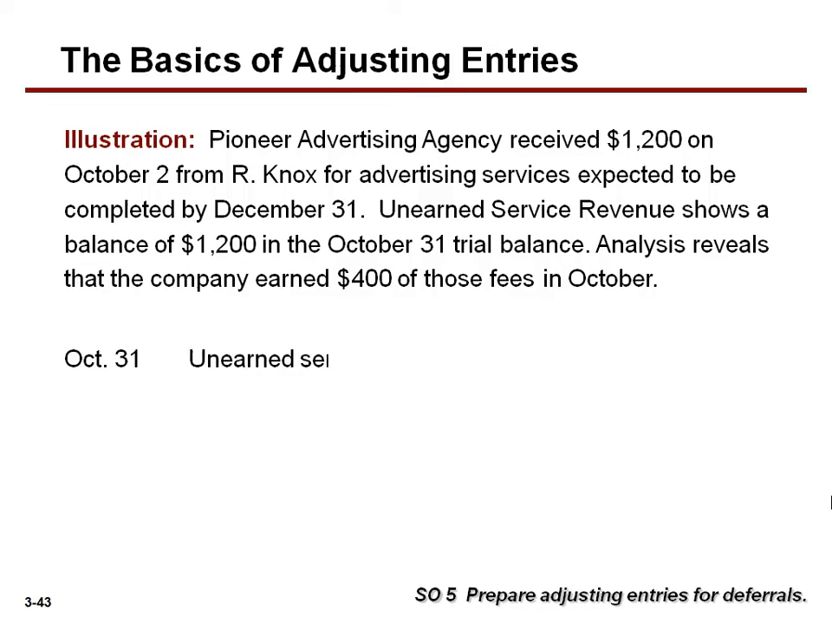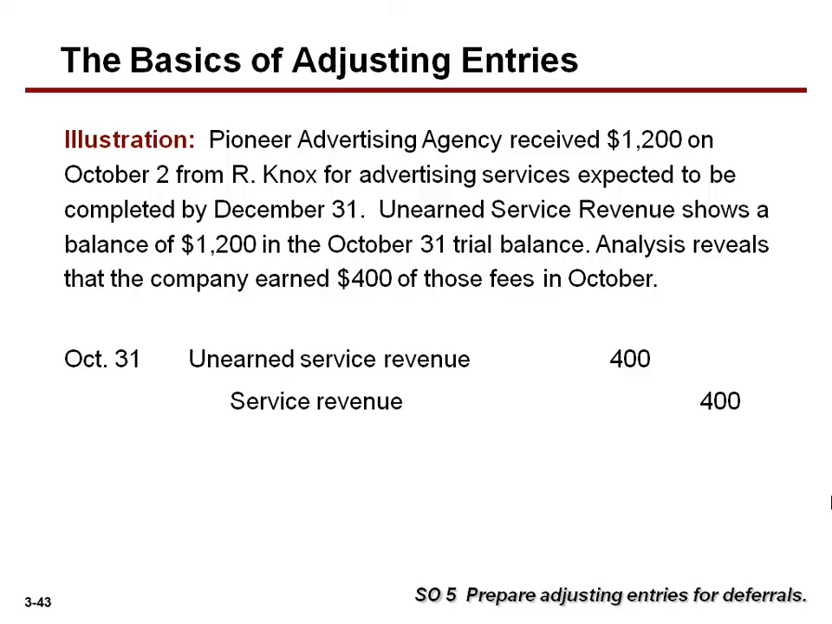reduce unearned service revenue with a debit, it's a liability account, and increase the regular service revenue account, $400. Again, the service revenue account credit at the bottom appears in our income statement for the month of October. The unearned service revenue account, the remaining balance, which in this case will be $800, stays in the balance sheet as a liability because we have not performed the balance of those activities.